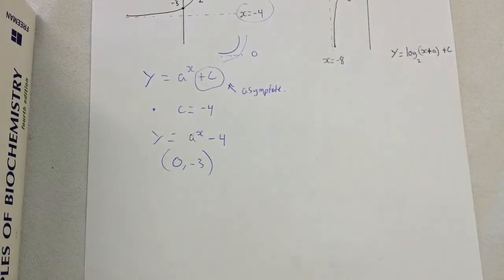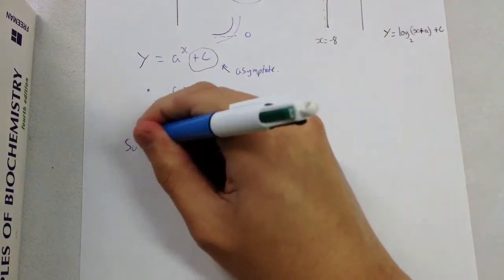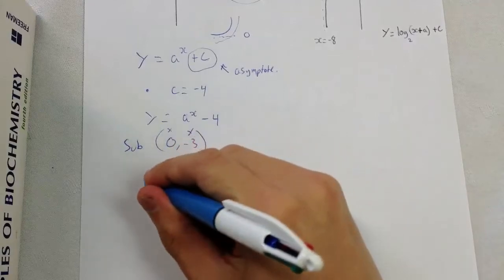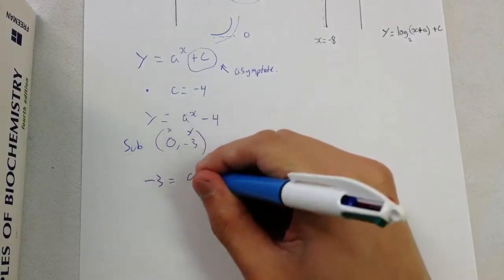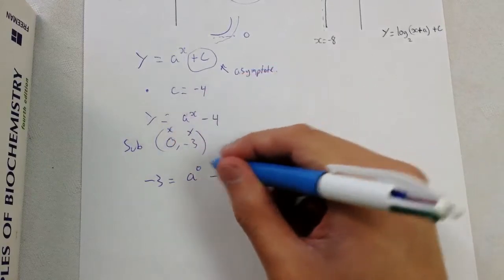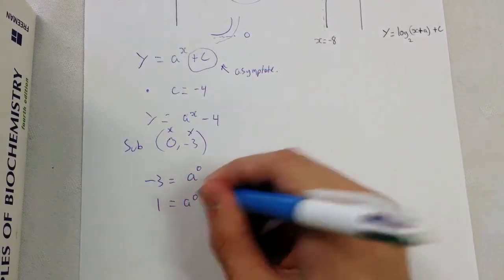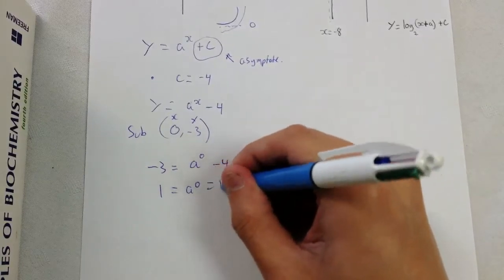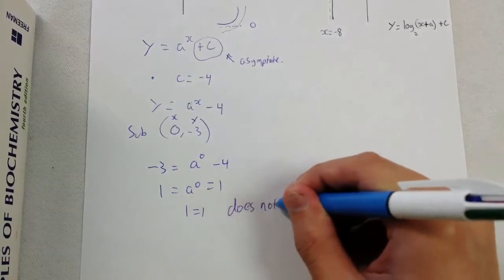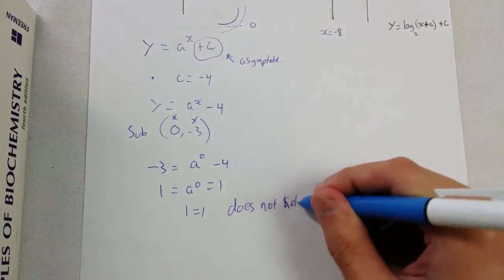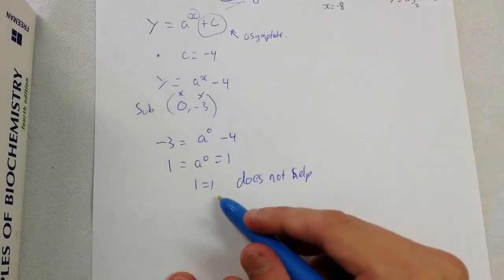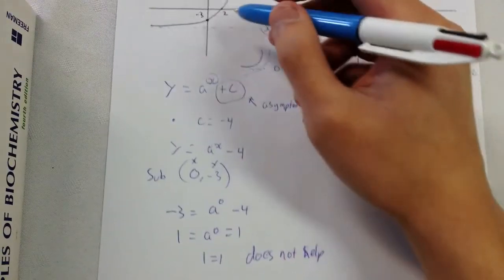Okay, back. So let's sub in. Remember, this is the x value and this is the y value. Sometimes we can get confused. So -3 equals a to the 0 minus 4. Okay, this is the x. So therefore 1 equals a to the 0. But we know a to the 0 equals 1, so we get 1 equals 1. That does not help. So sometimes subbing in a point where x becomes 0 is actually completely useless. You end up with something like 1 equals 1. So we need to try a different point.